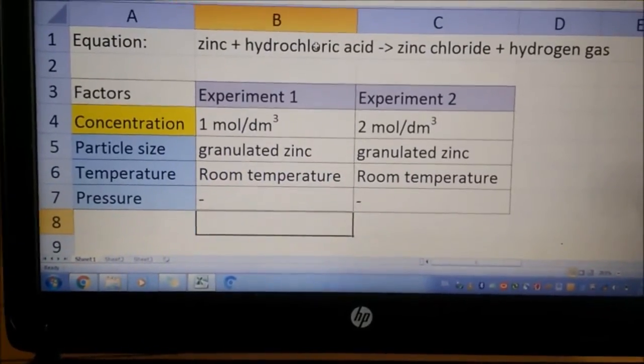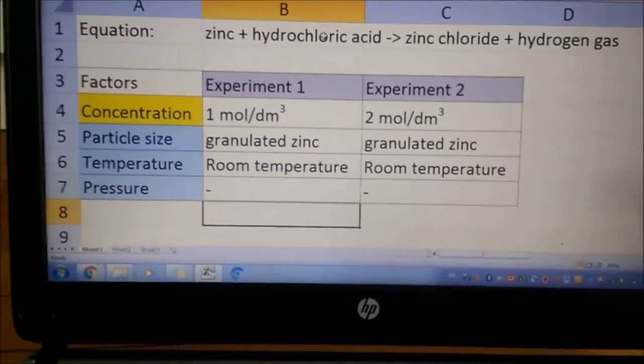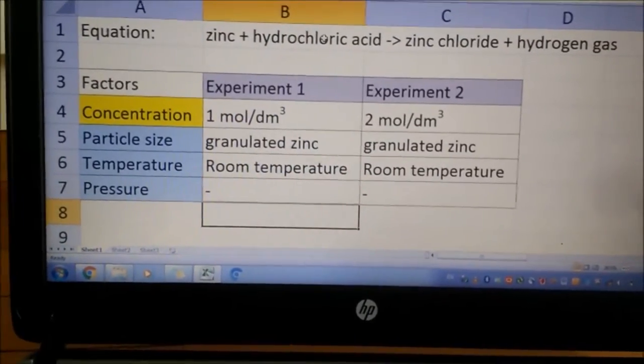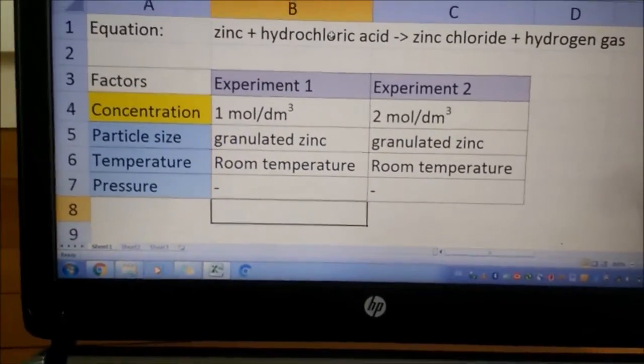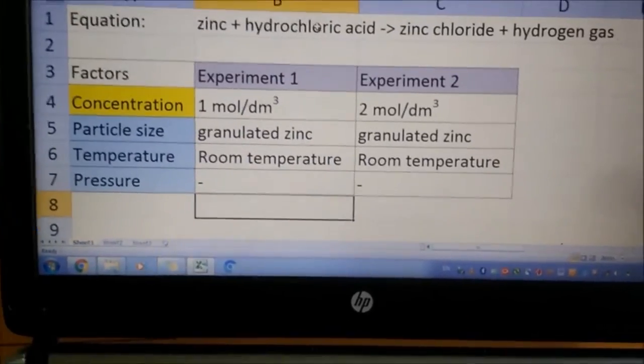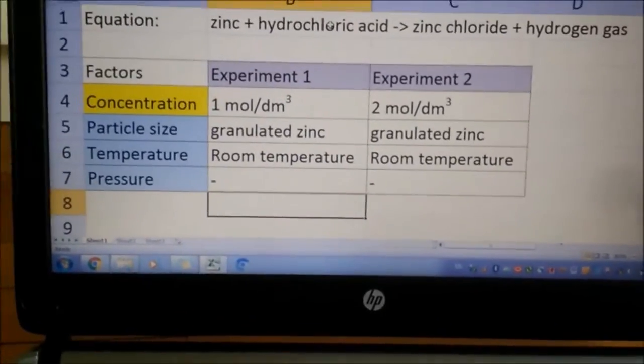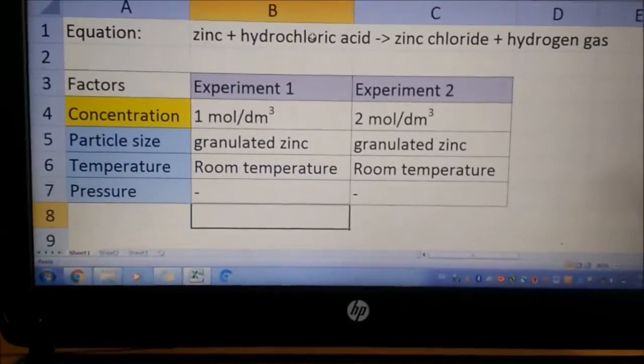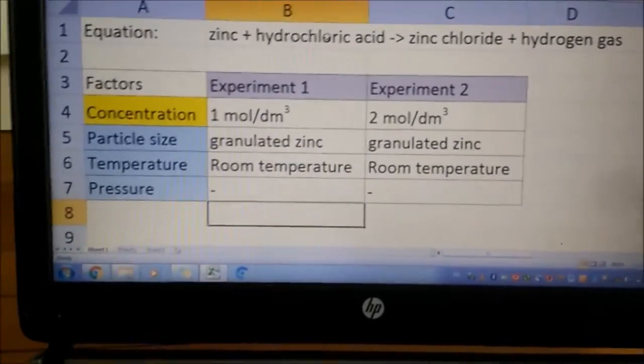The third point is, for this reaction, let's assume hydrochloric acid is in excess and zinc is the limiting reagent. It will be stated in the question whether zinc or hydrochloric acid is in excess. Most of the time, the acid is in excess. All right, let's get down to business.